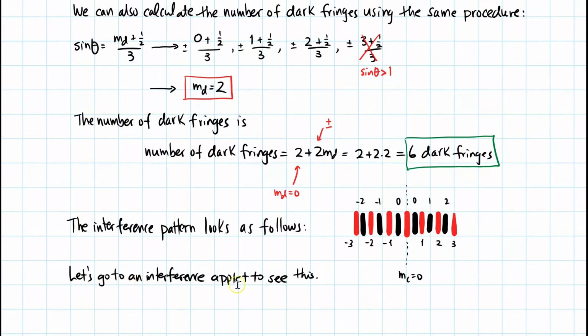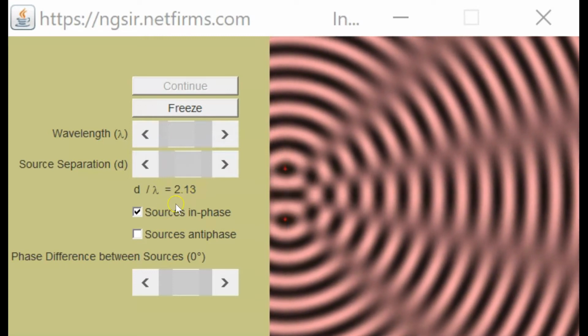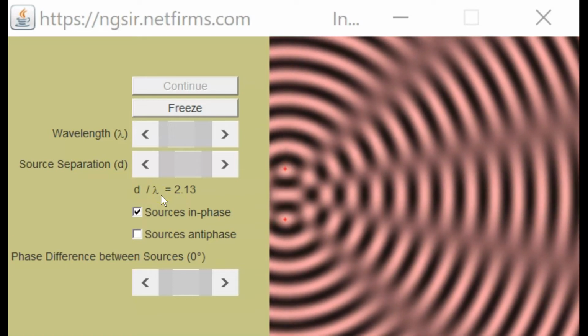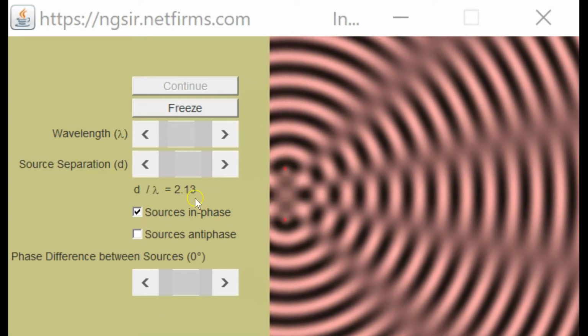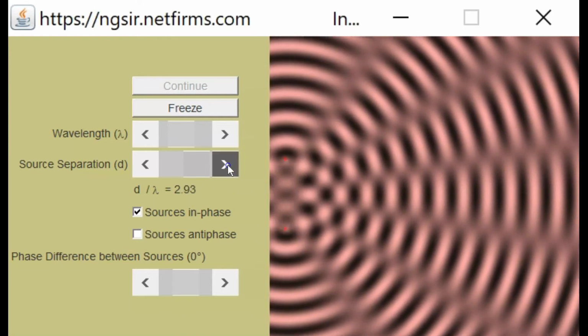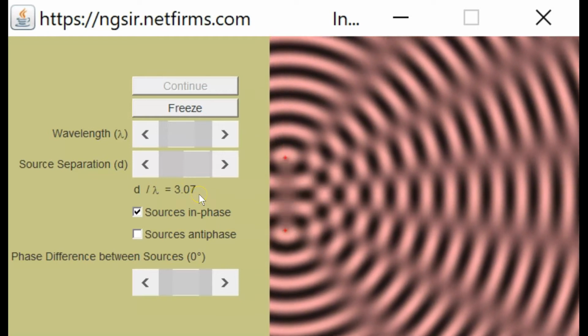Let's go to an interference applet to see this type of interference. So here is the interference applet, and one of the numbers that we really want to look at is d divided by lambda. So in our case, that was 3. So if I click this to 3, I'm going to get to 3.07. So let's go count them.